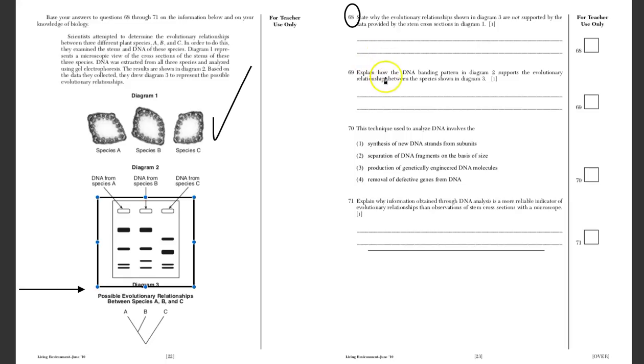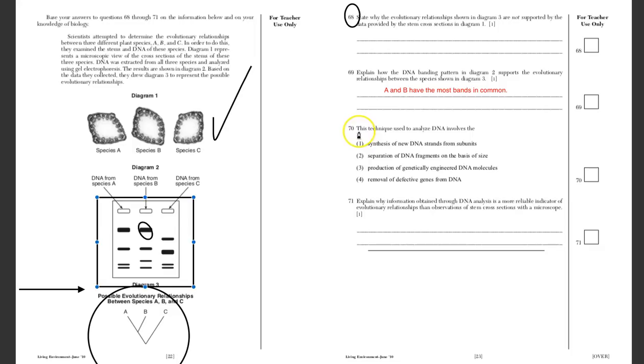So, explain how the DNA banding pattern in diagram 2 supports the evolutionary relationship between the species in diagram 3. What you can say is A and B have the most bands in common. And that's it. A and B have the most bands. These are called bands.